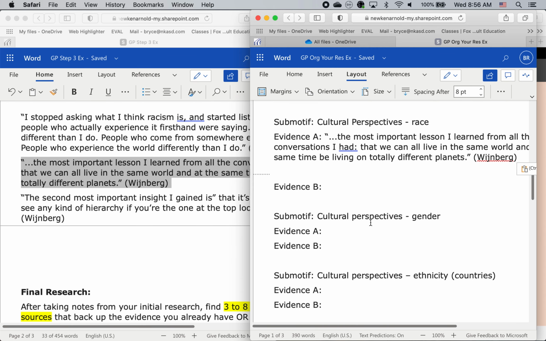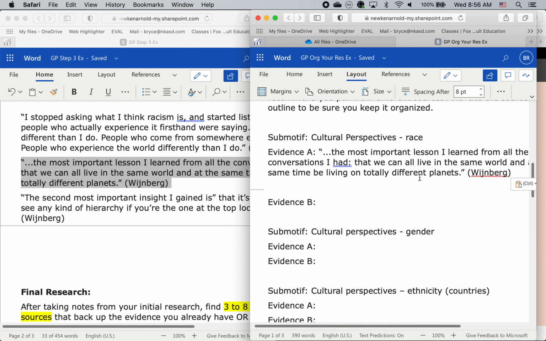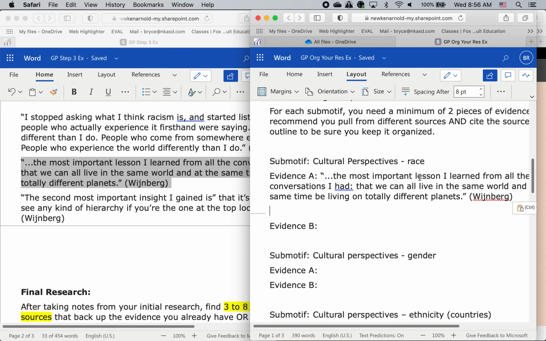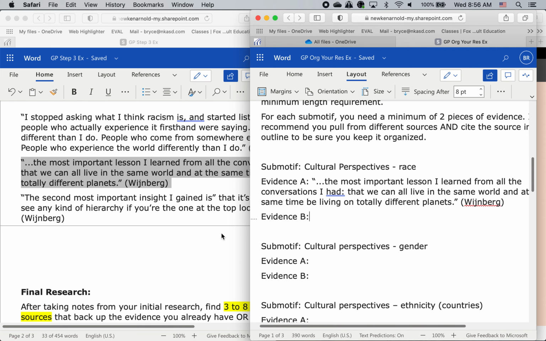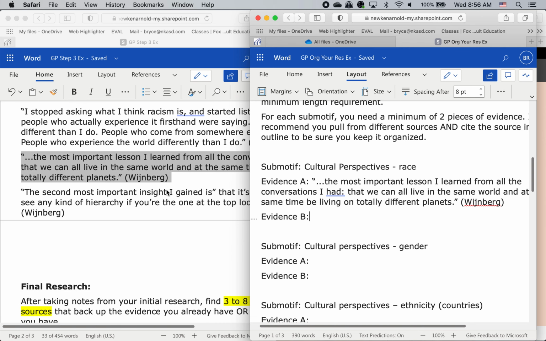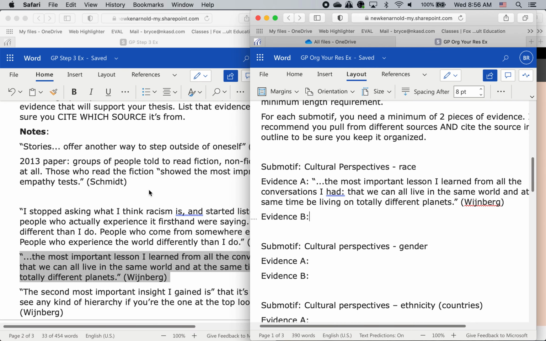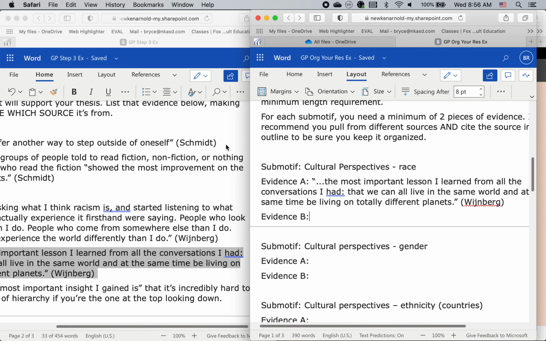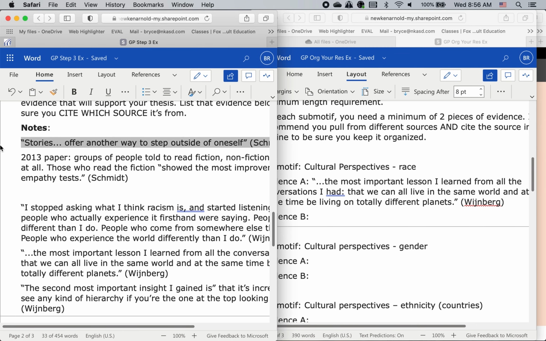So this is my first piece of evidence for the racial perspectives that I wanted to talk about. So this was a white man who is talking about how listening to other people who experience racism changed his perspective. Okay? So that I'm going to talk about how that's one piece of evidence, and then I might find up here, since I could apply this to race or gender.